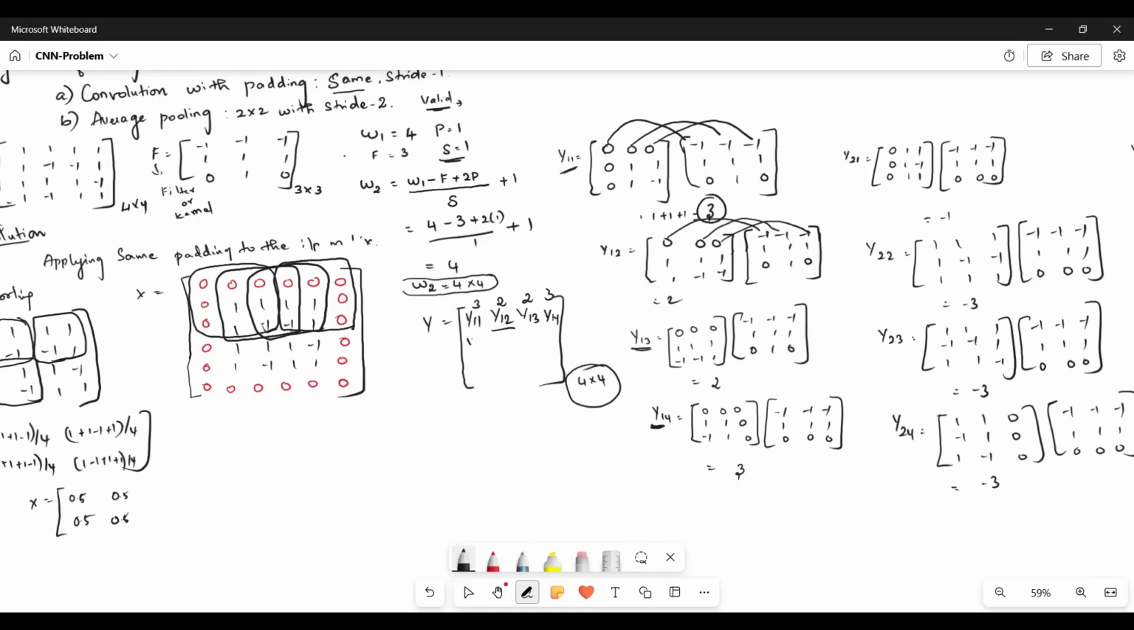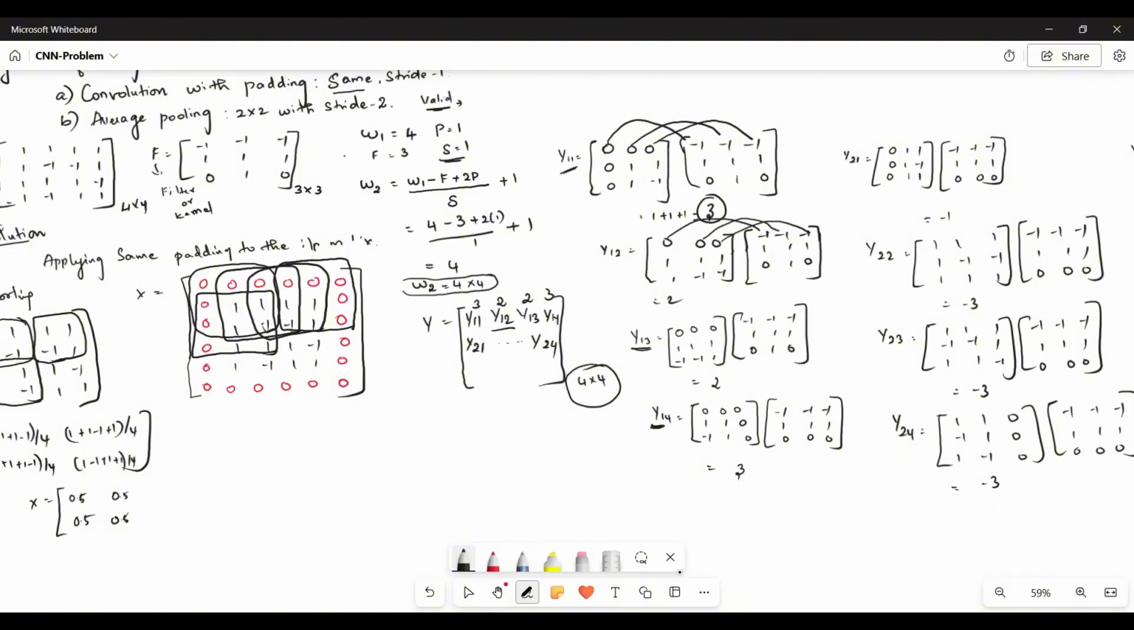So now we are going to find the second row values. To get the second row values, that is y21, we are going to shift this down in the vertical direction by 1 unit. So now this is the input matrix for y21. Shifting this towards the right side in the horizontal direction in order to get y22, y23, y24. So similarly, the element-wise multiplication is performed between the input matrix and the filter to get the second row values.